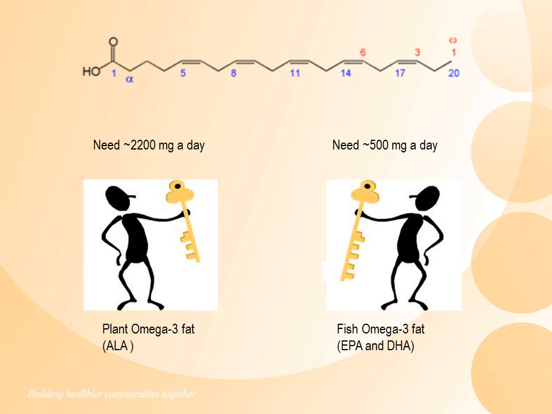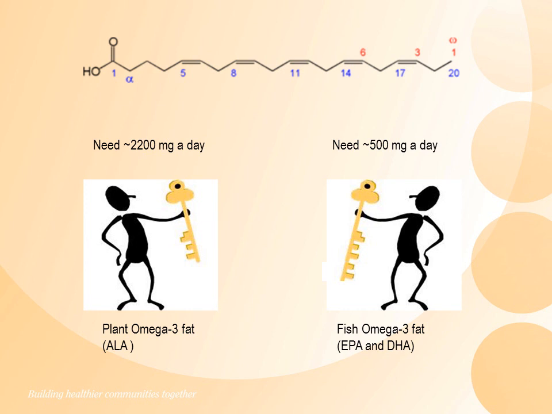The red one, that's the end of the molecule. That's the omega end. So if you say omega-3, that means you go 1, 2, 3 carbons in, and where the 3 is, that's where the first double bond is, those double lines there. That's all it means.